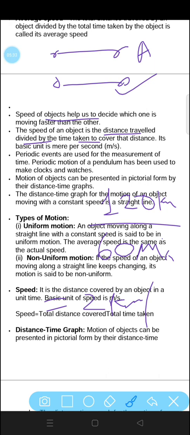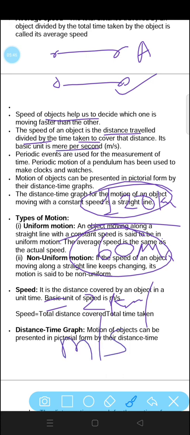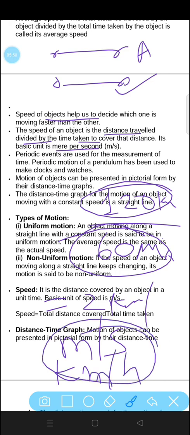So the speed is denoted by the distance traveled divided by the time taken. This one is distance and here we are writing time taken. Its basic unit is meter per second. It could be meter per second or kilometer per hour. These could be the units of speed.